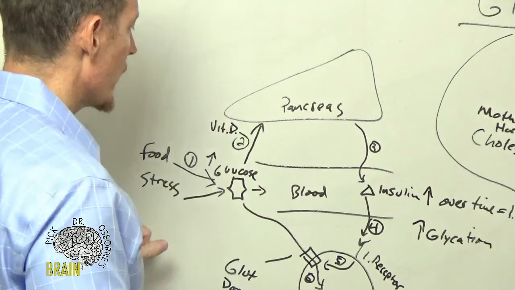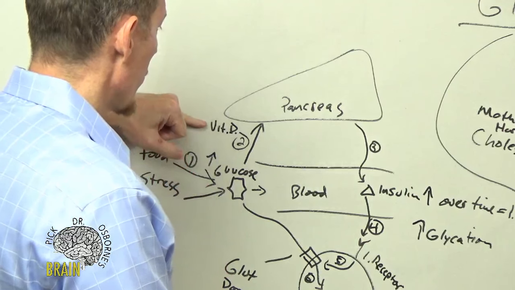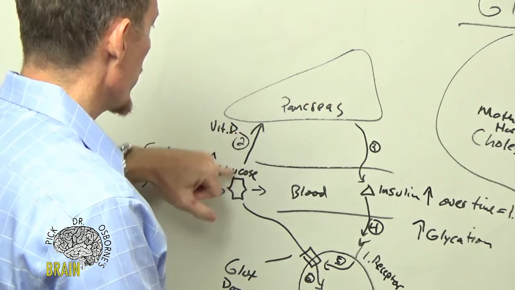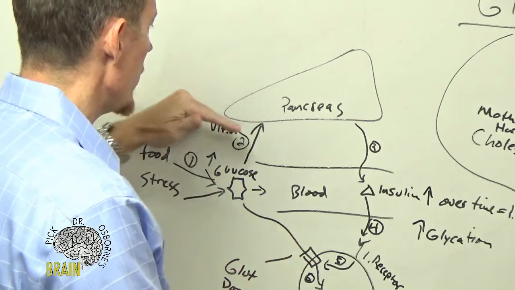So how can we get more vitamin D? We can eat mushrooms, we can get more sunshine, right? We need vitamin D because in order for glucose to talk to your pancreas, that occurs through vitamin D receptors. You need vitamin D to do that.